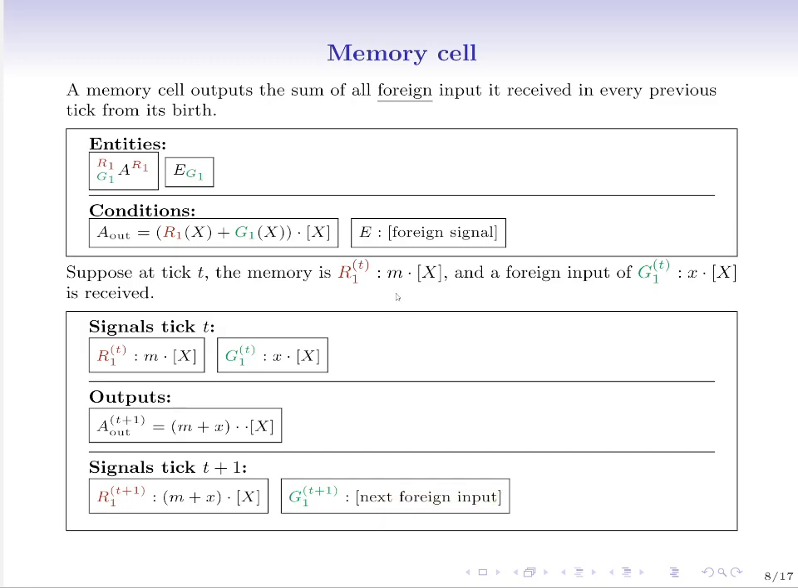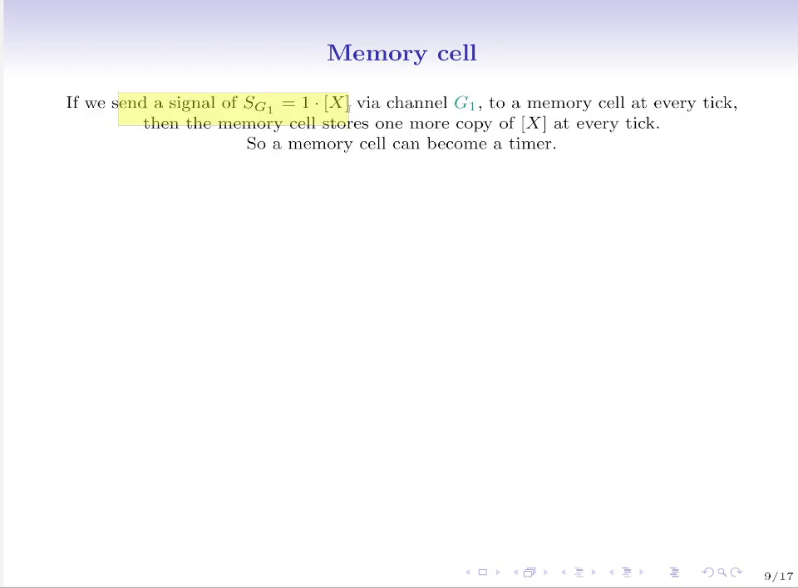So that's what a memory cell does. It remembers everything you push into it. If we consistently push one copy of x into the memory cell, then it's going to count up by 1 every tick. So in particular, a memory cell can become a timer.